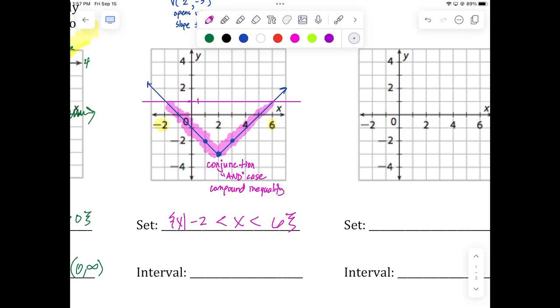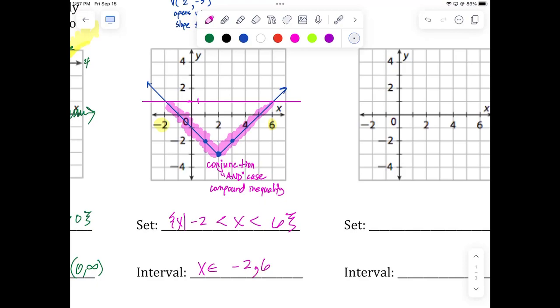It's the three-parter. It's got a number on the left, a number on the right, and an x in the middle. When those are listed in increasing order, it should always, always, always be less thans or less than or equal tos. In this case, they're strict inequalities because that's what it is up above. And now if you want to write it in interval notation, it would just be x epsilon, and I would have from negative 2 to 6.